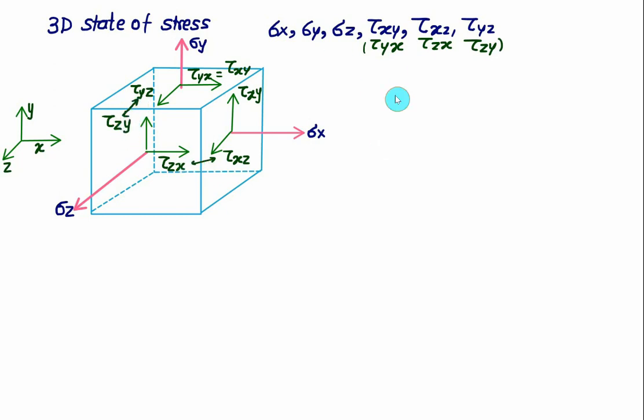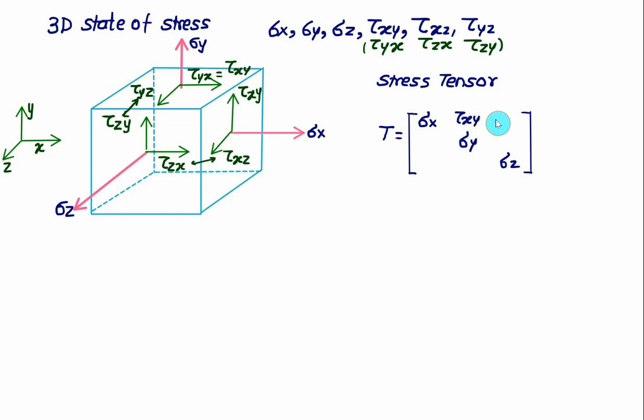This entire information we can write down using the stress tensor, that is in matrix form. So we have the stress tensor T given as, first you make an entry for the normal stress along the x direction. This is a diagonal entry in the stress tensor, sigma x, then we have sigma y, and then we have sigma z. Then on the x face we have tau xy and tau xz.